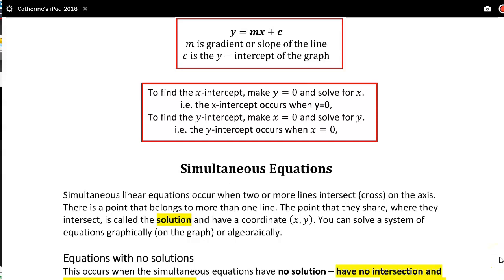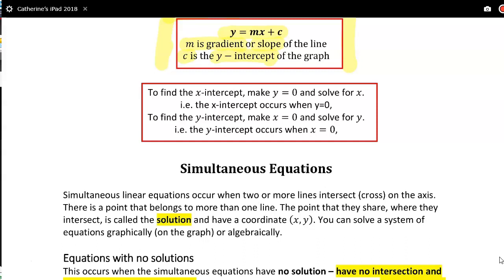So, welcome. Today we're going to start talking about simultaneous equations. Now, just to start off with, a bit of a recap of some of the things we've learned about linear relationships so far. You'll remember that we have our general form here, which is y equals mx plus c, where m is the gradient, or sometimes we call this the slope of the line. So we think about the steepness of the line. And c indicates the y-intercept of the graph.